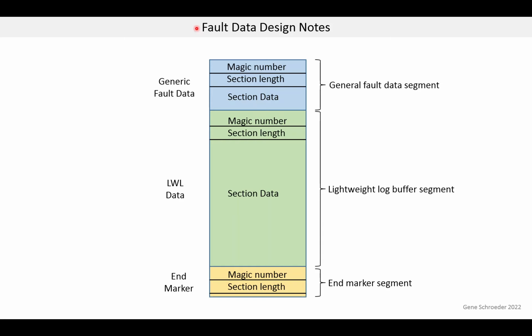So here's a simple diagram of the fault data block. And just as I stated, it's broken into 3 segments, one for general fault data, one for the lightweight log buffer, and then an end marker. And within each segment, it starts with a magic number and a section length, and then followed by data. And that's all there is to it.